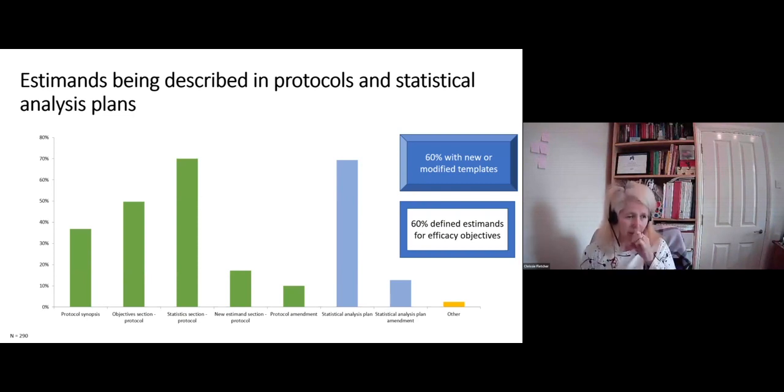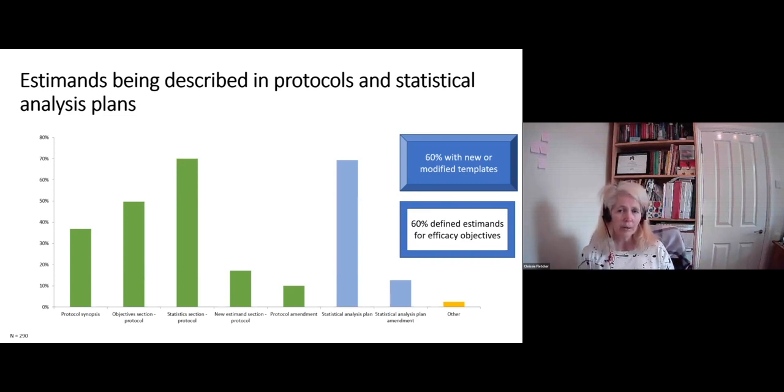So you can see here that people are beginning to include it in the synopsis, in the objectives, in the stats section. Some people have introduced a new estimand section in their protocols. Because of trials ongoing, they've done it in an amendment. And clearly what is in the protocol often gets also transcribed into the analysis plan. And that's where the estimands and estimation is then described in much more detail.